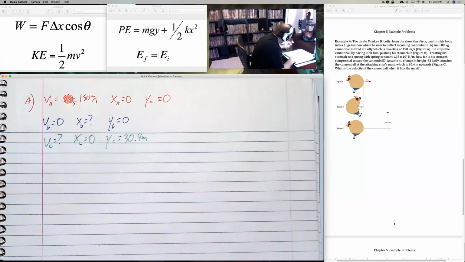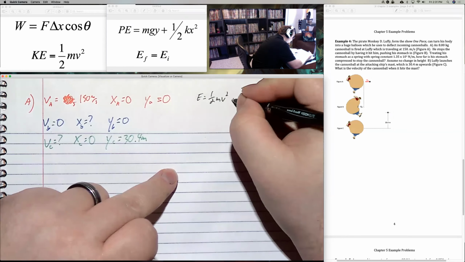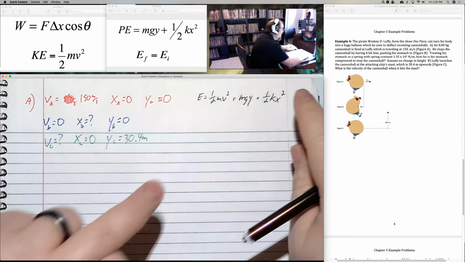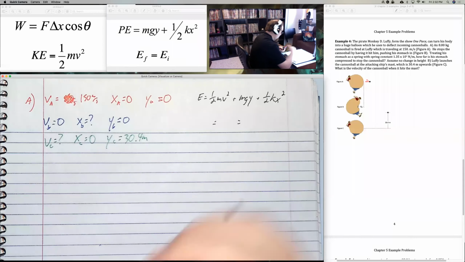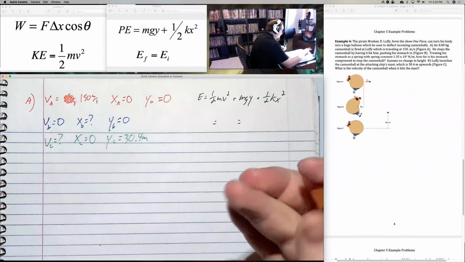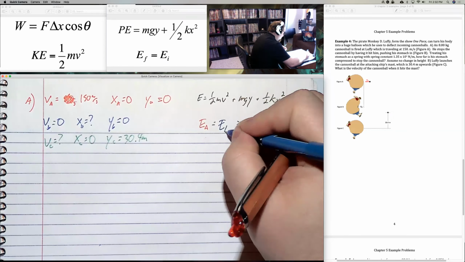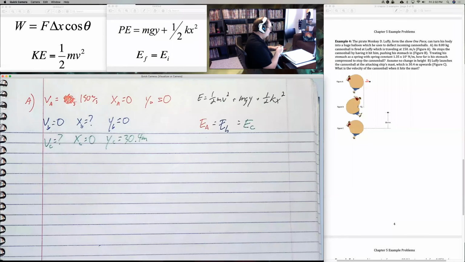This Mario toy is stuck on there we go. And we can say that the energy everywhere is going to be kinetic plus potential. And now I'm going to keep Y and X separate. We can also say that our energy at A equals our energy at B equals our energy at C. And we can solve for various things.